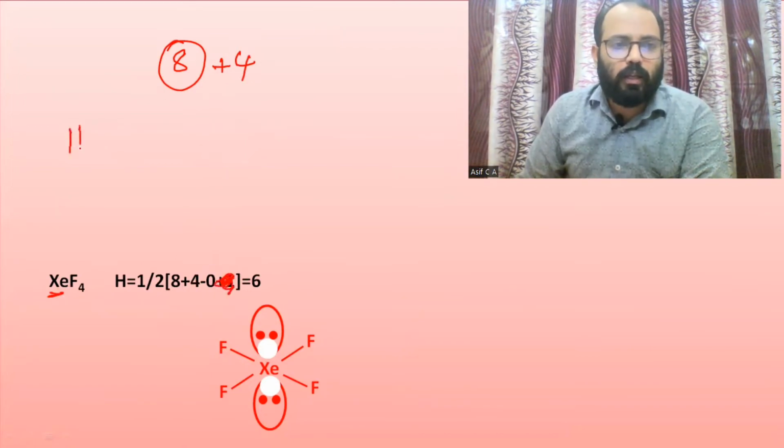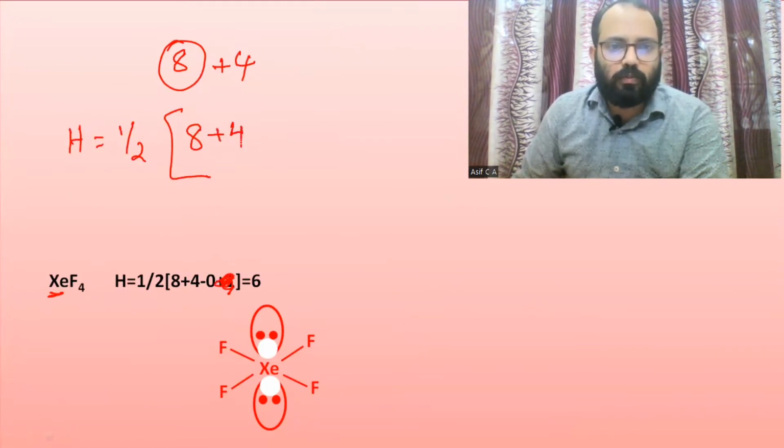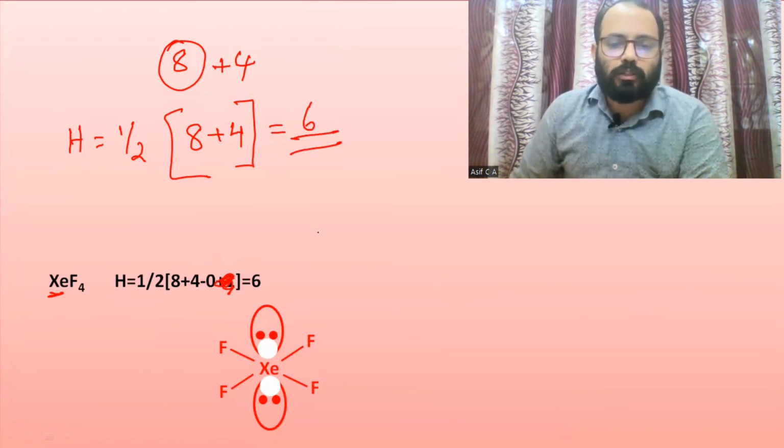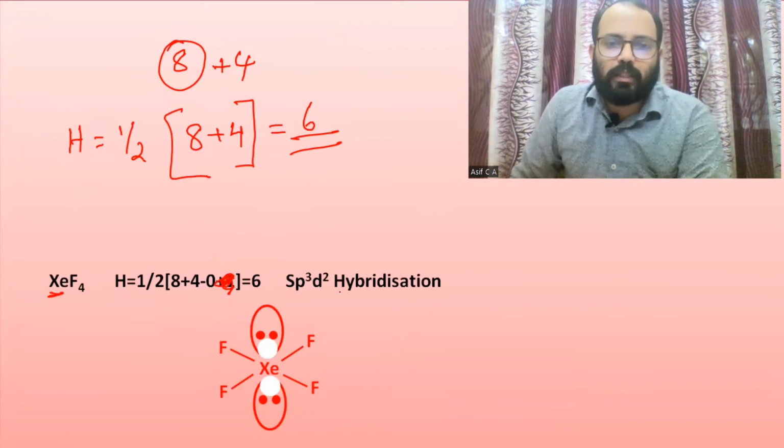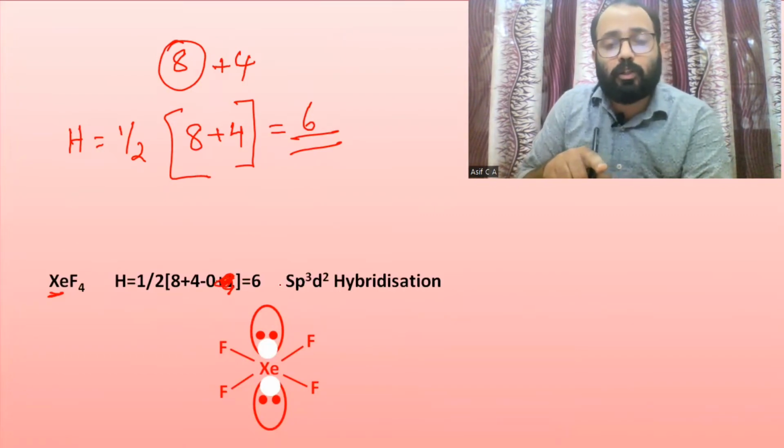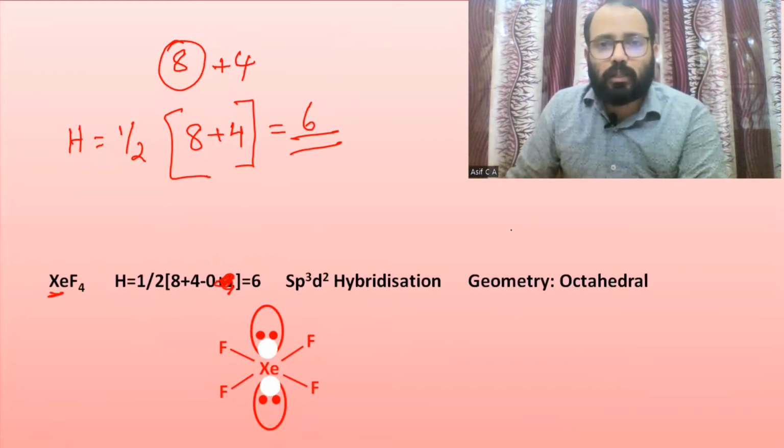Look at that again. H is equal to half into valence electron 8, and monovalent atoms 4. Fine. Charge of cation and anion, there is no charge. So 8 plus 4 is 12, 12 by 2 is 6. So you will have the steric number 6, so the hybridization will be sp3d2. When the hybridization is sp3d2, it is going to be octahedral geometry.